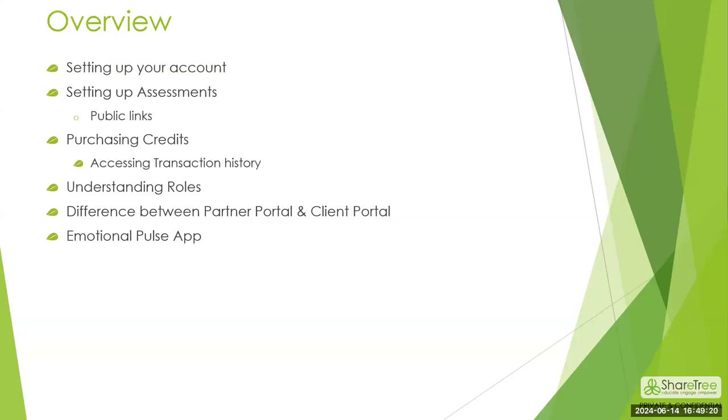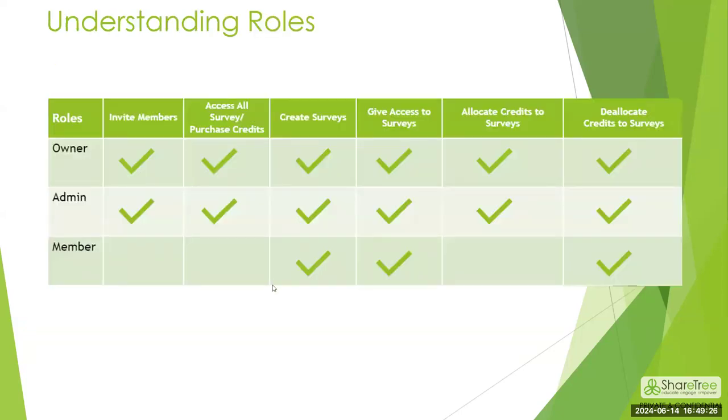All right, let's go into understanding roles. Within your group, you can add different users. You can have the owner, you can have the admin, and then you can have the members. As you can see, owners and admins can invite members. Owners and admins have access to all of the surveys and they can purchase credits. And they can also create surveys as well.